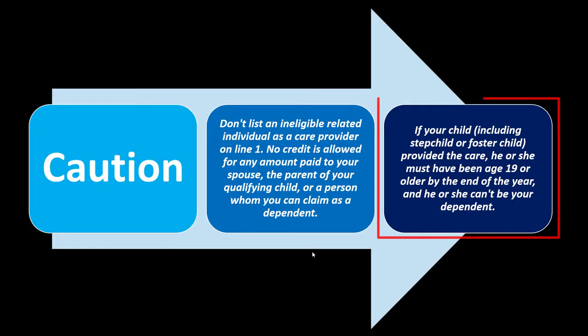So if your child, including stepchild or foster child, provided the care, he or she must have been age 19. So you might have your child actually providing the care, but they can't be your dependent. They'd have to be non-dependent, and 19 or older by the end of the year, and he or she can't be your dependent.